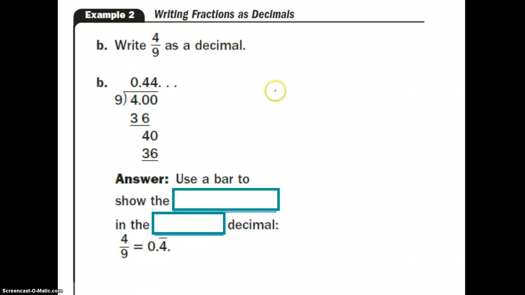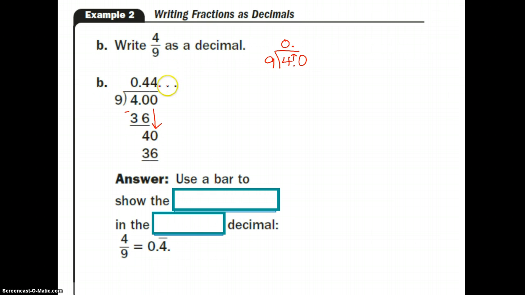Write 4/9 as a decimal. So we bring down the 4, that goes inside. How many times is 9 going into 4? 0. Add a decimal point, bring up the decimal point, add a 0. 9 into 40, 4 times, subtract, you get another 4, bring down the 0. It's going to keep going with the 4.